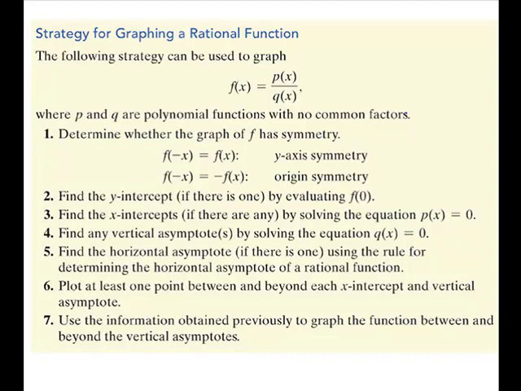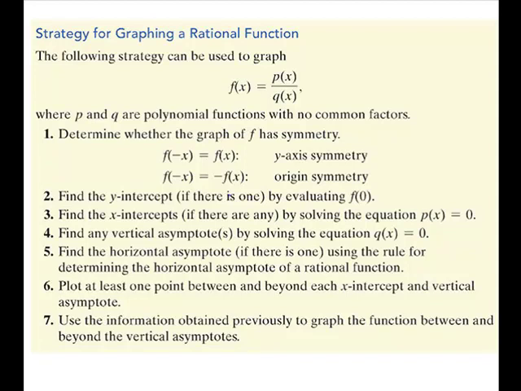Our first step in the strategy is to look at symmetry, right? And do it algebraically. Plug negative x in for your x. If you get back the original when you do that, you have y-axis symmetry. You only have to plug the negative x in once. If you get back exactly the opposite, you have origin symmetry. You do not have to get either one.